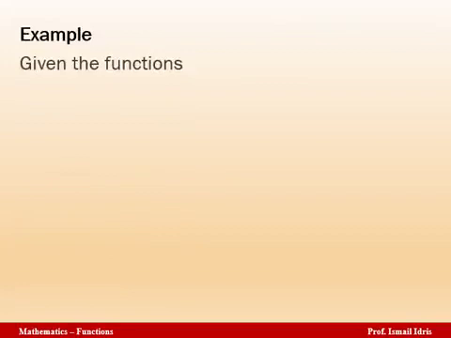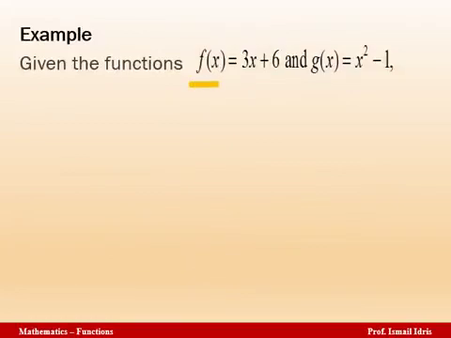Let us take an example and consider the given two functions. We have f of x equals 3x plus 6, g of x equals x squared minus 1. Two requirements. The first one, find (f circle g) of 1. That means the composition function when x equals 1. We apply g first. So g of 1, what is g of 1? g of 1 means put x equals 1 in g. When you put x equals 1 here, g of 1 will be 0.